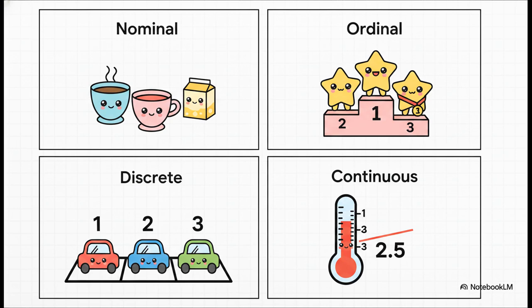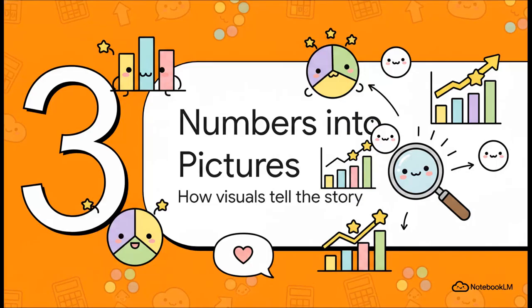And we can get even more specific. Inside those categories, you have nominal variables. These are just labels with no real order, like marital status. Then you have ordinal variables, which do have a natural order to them, like a first, second, or third place finish. On the number side, discrete variables are whole numbers you can count, like the number of cars in a lot. And continuous variables can be any value at all within a range, like the exact length of a phone call.